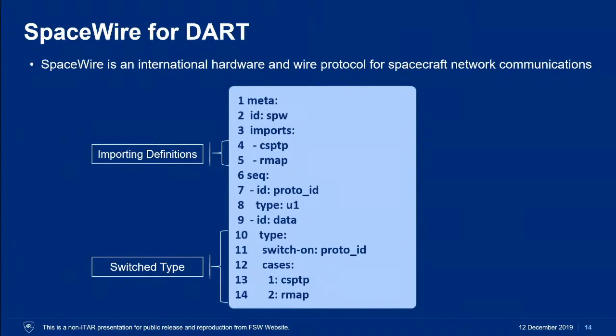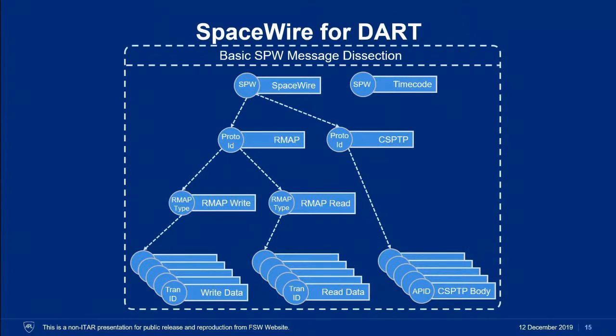So as you continue dissecting, you can see how these break out into a lot of different pieces. At the top here, you look at a Spacewire message, and Spacewire breaks out based on the protocol ID into an RMAP or CSPTP message. After that, you can continue breaking it out piece by piece and dissecting further and further based on your imported definitions. So you have different RMAP types where you have reads and writes. You have the data following that where you have transaction IDs, and then you have app IDs under CSPTP messages.